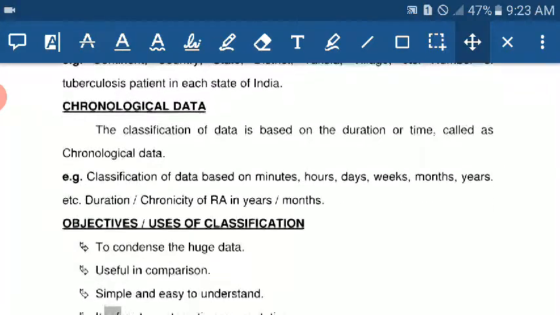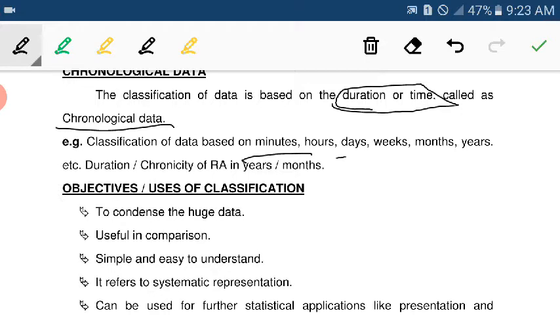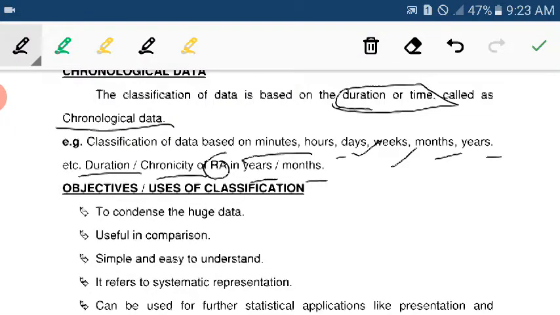Then chronological data, classification of data based on the duration or time is called as chronological data. Classification of data is based on minutes, hours, days, weeks, months and years, duration or chronicity of a disease in months or years.